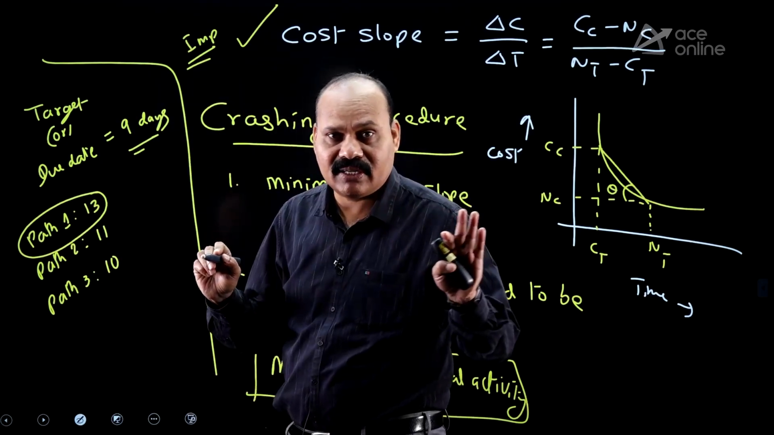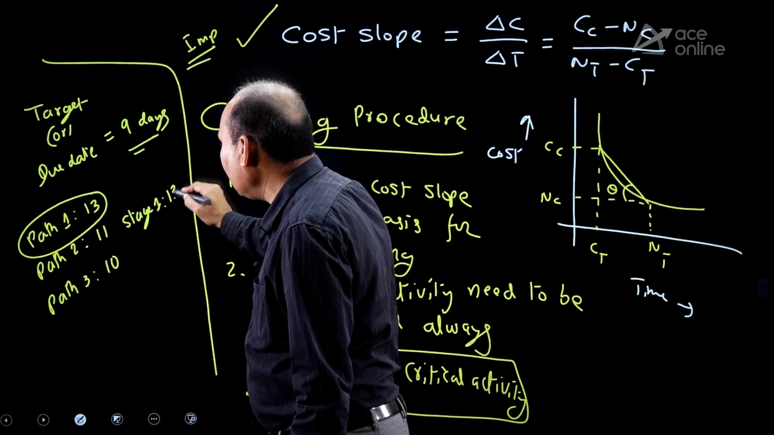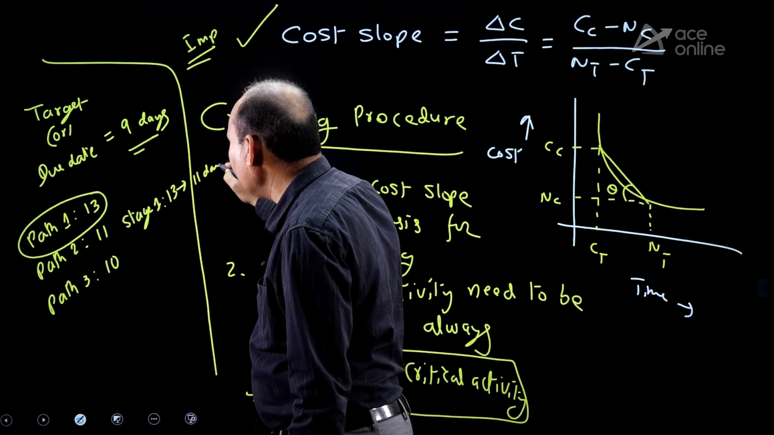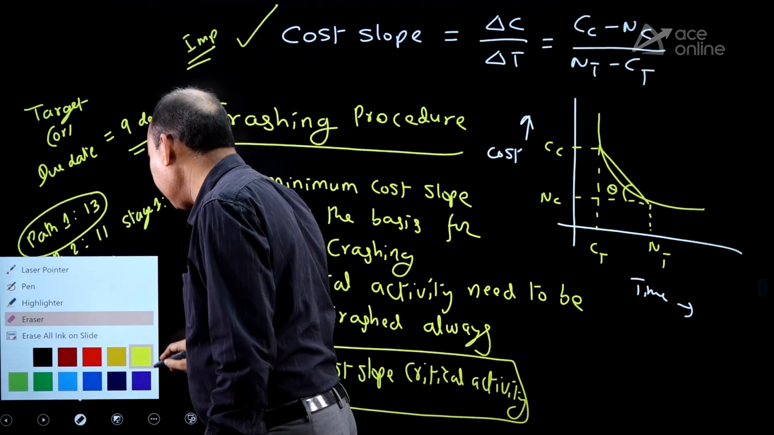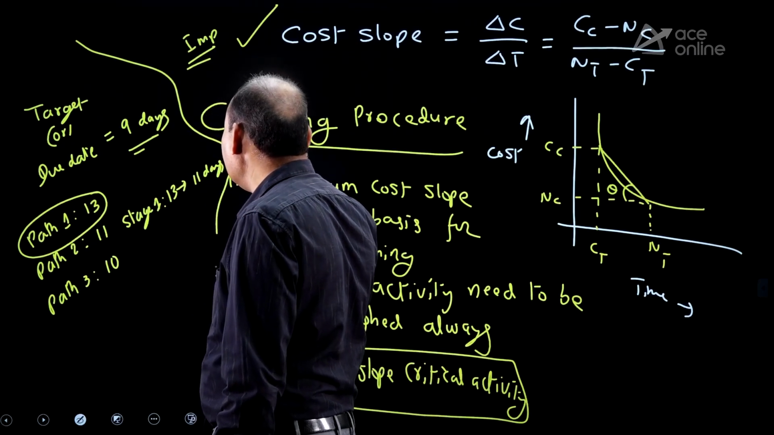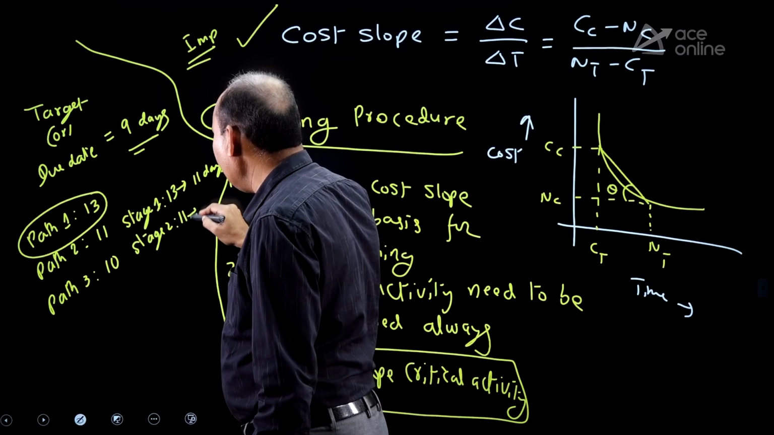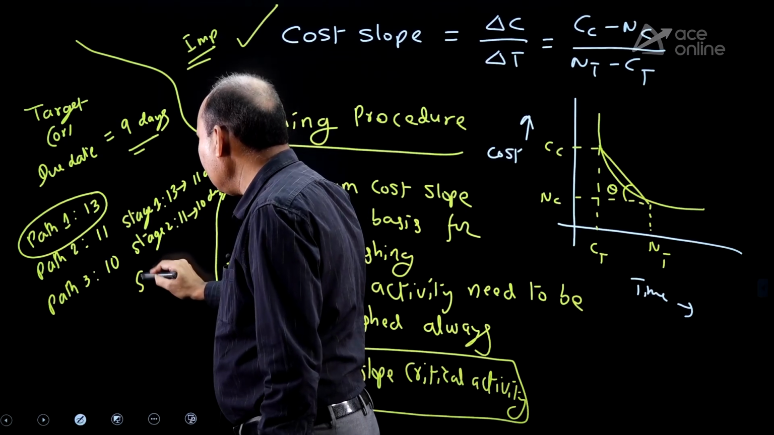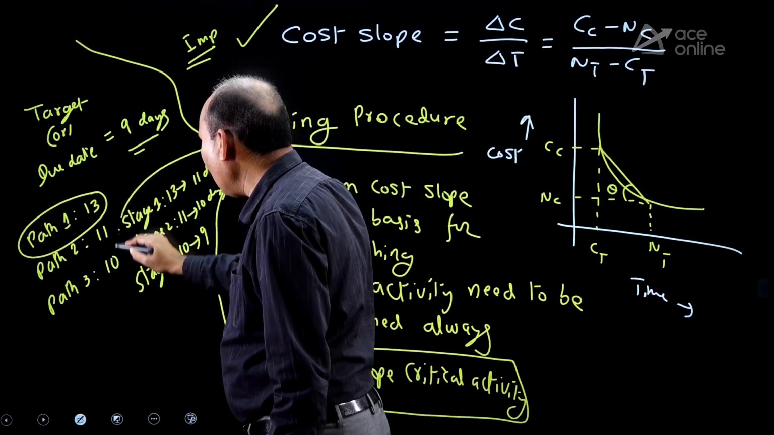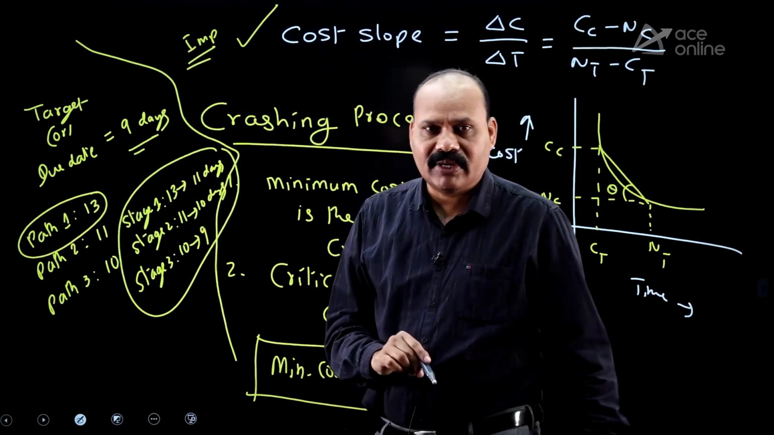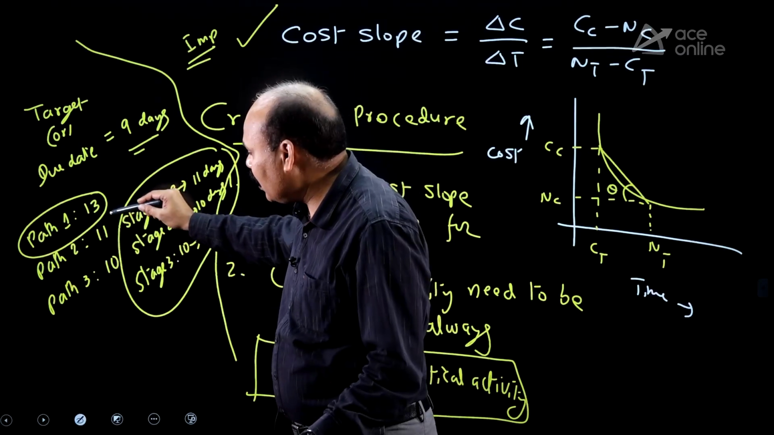So 3 stages are required here. Stage 1: 13 to 11 we can travel. Stage 2: 11 to 10 we can move. Stage 3: 10 to 9 we can take. How many stages are required? 3 stages, because our target is 9. How many paths do we have in the network? 3 paths: 13, 11, 10.